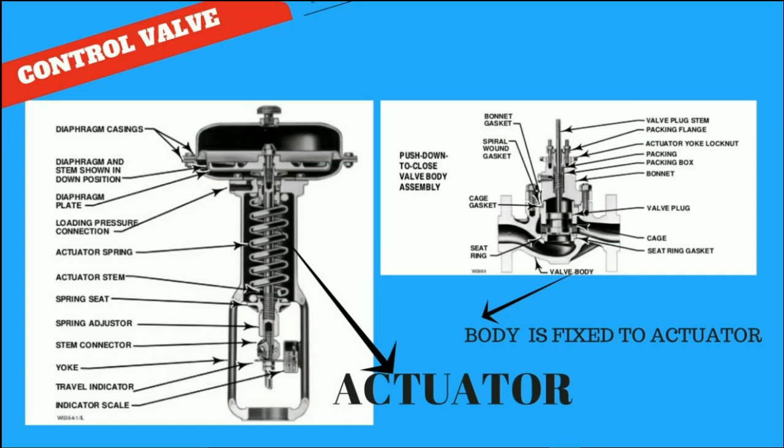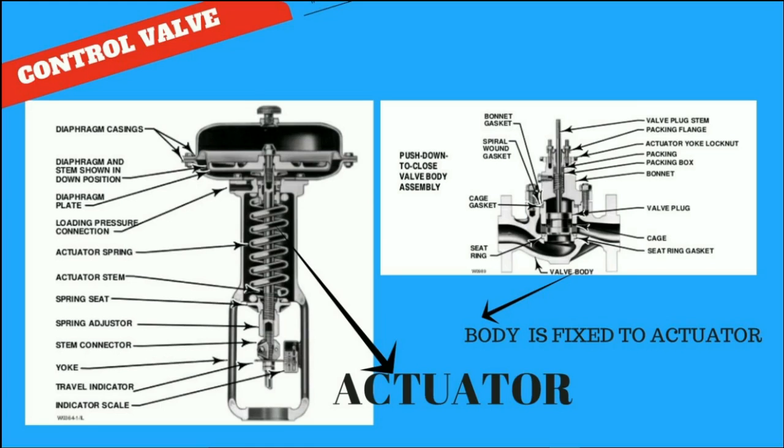Diaphragm plate is a plate concentric with the diaphragm for transmitting force to the actuator stem. Actuator spring is a spring, or group of springs, enclosed in the yoke or actuator casing that moves the actuator stem in a direction opposite to that created by diaphragm pressure. Actuator stem is the part that connects the actuator to the valve stem and transmits motion, force, from the actuator to the valve.